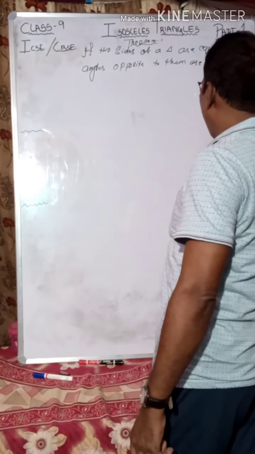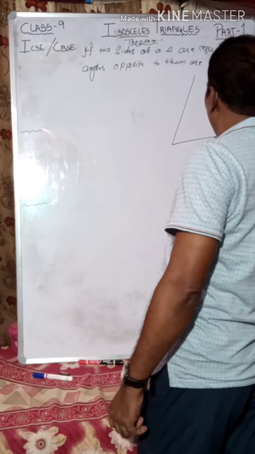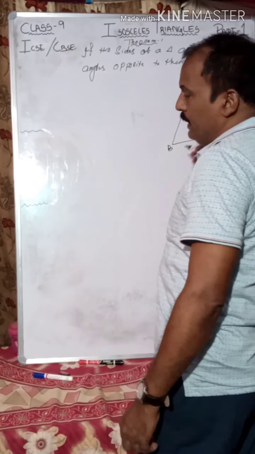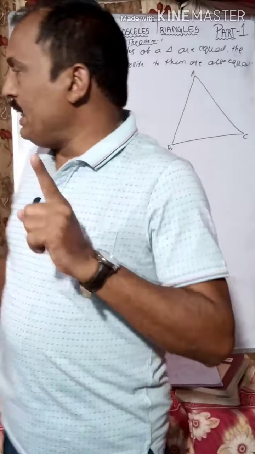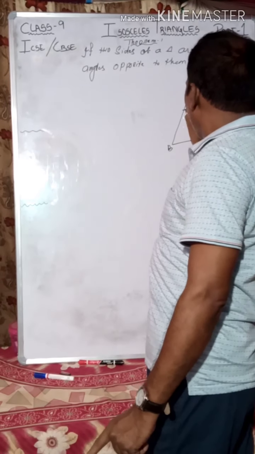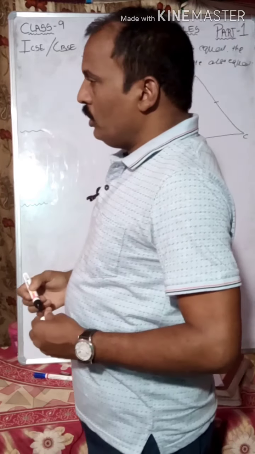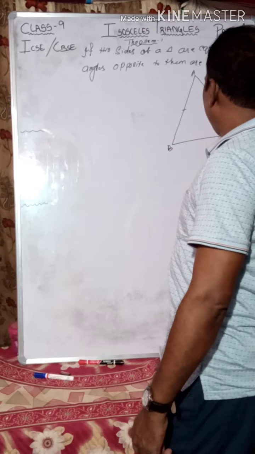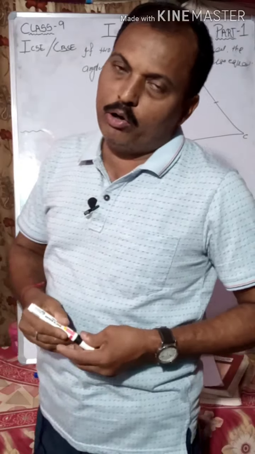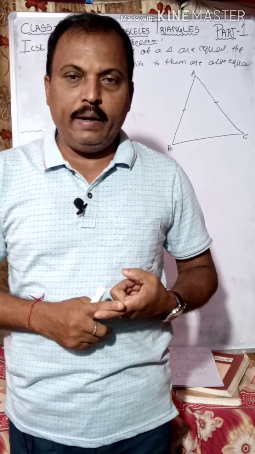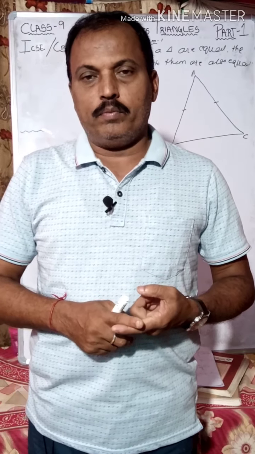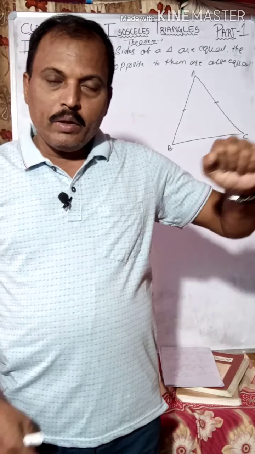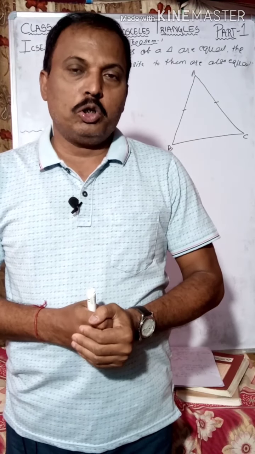Now here is a triangle. ABC is a triangle with two sides equal. Suppose AB is equal to AC. So the opposite angles: angle B is opposite to AC and angle C is opposite to AB. We already discussed the basic knowledge of a triangle. So if two sides are equal, then the angles opposite to them are also equal.